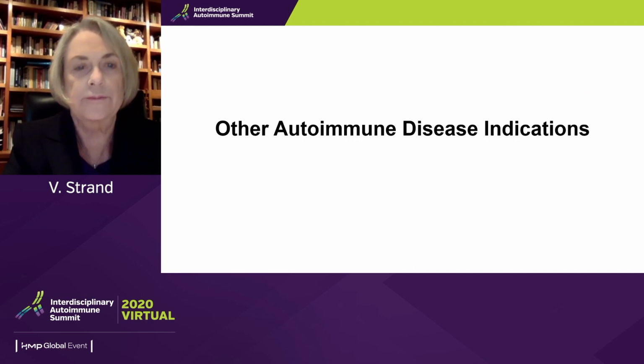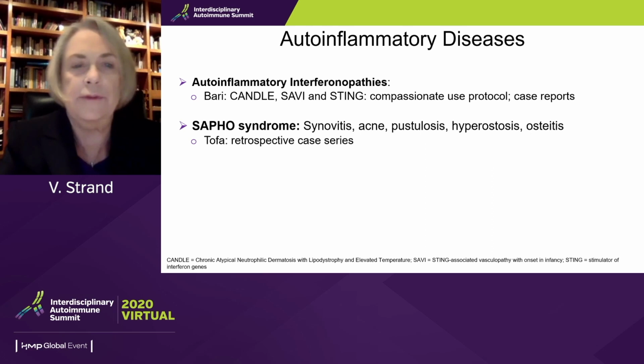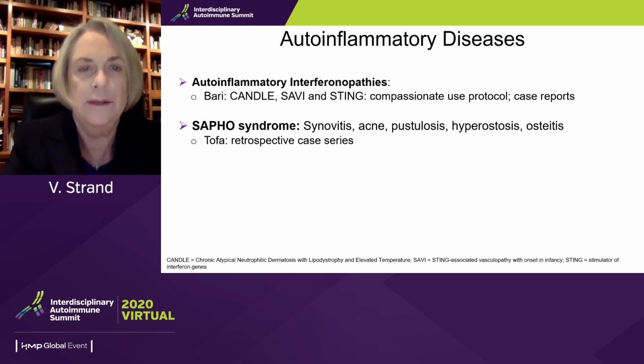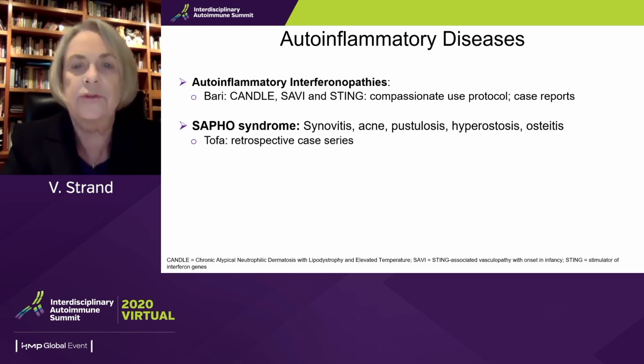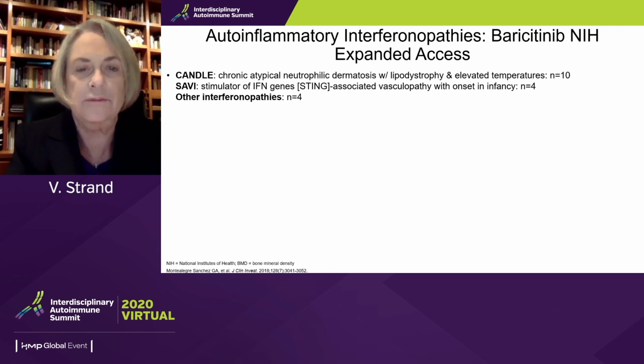So what about other autoimmune diseases? Well, we have the auto-inflammatory interferonopathies, and I love these names, CANDLE, SAVI, and STING. There's a compassionate use protocol at the NIH with baricitinib, and I'll show you some data. And then SAPHO syndrome, synovitis, acne, pustulosis, hyperostosis, and osteitis, a retrospective case series. So these are the interferonopathies.